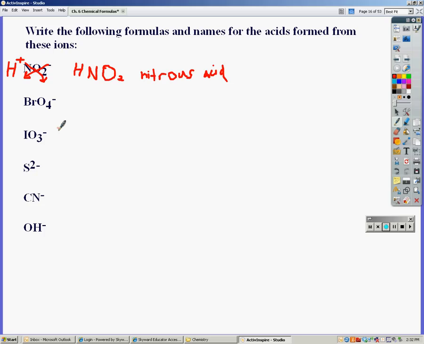Okay, so then the next one, again, since it's telling you to make acids out of these, then that means you're going to have a hydrogen ion combined with that negative ion that's listed. And again, it's just a 1-to-1 ratio, 1 plus to 1 minus, so you just put the two together, H and then BrO4.